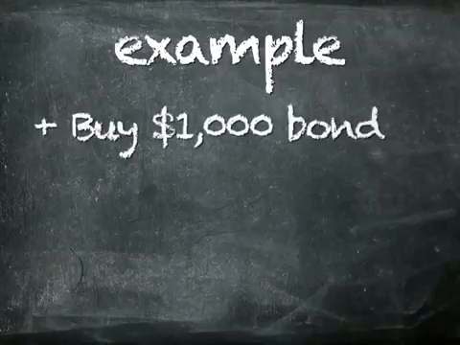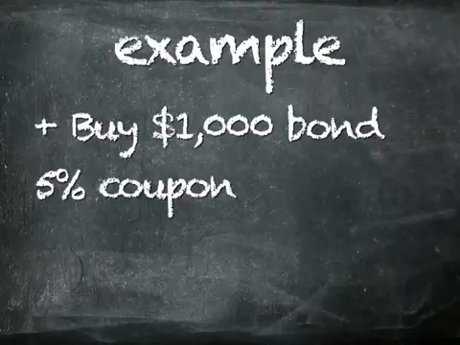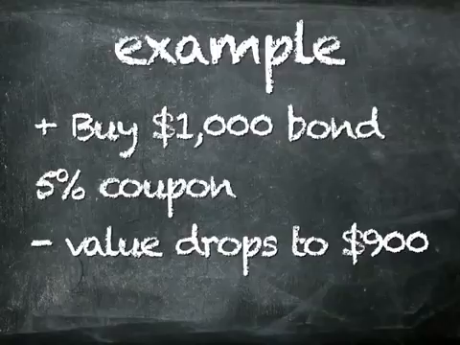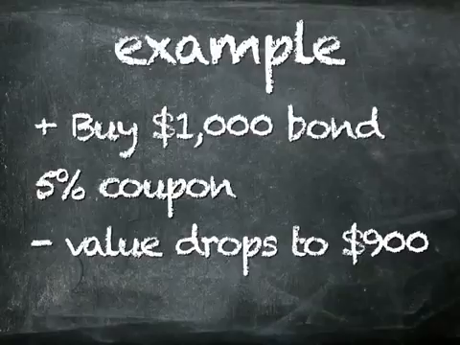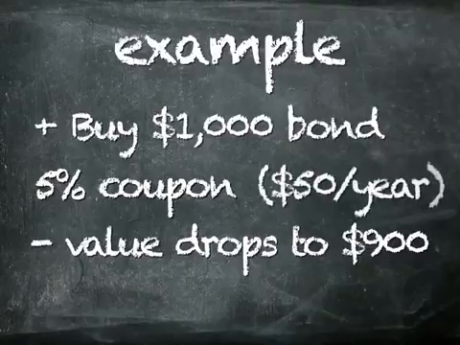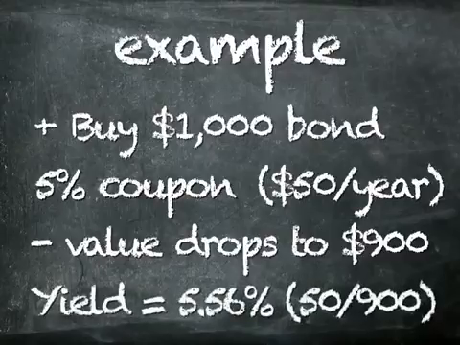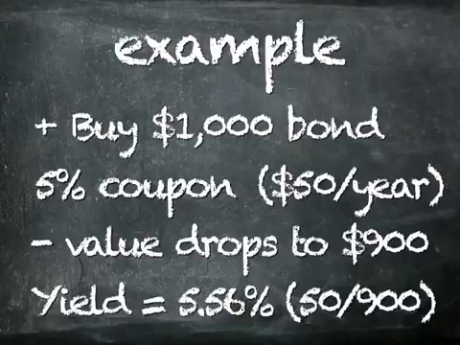Say you buy a $1,000 corporate bond with a coupon rate of 5%. 6 months later, the company gets into trouble, and the market value of the bond goes down to $900. Now the coupon is still 5% of the original price, and the bondholder still earns $50 per year. But the yield has gone up to 5.56% because the bond's market value has dropped.